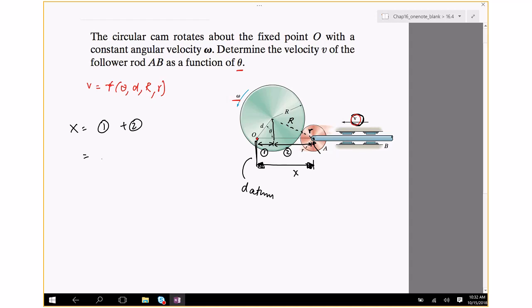So d cosine theta, that's 1. And then what is this? You cannot take R plus r times cosine of that angle because I do not know that angle. R plus r sine of 90 minus theta? So you're assuming that this is 90, but there's nothing to indicate that's 90. You can't assume that unless you show it's 90.